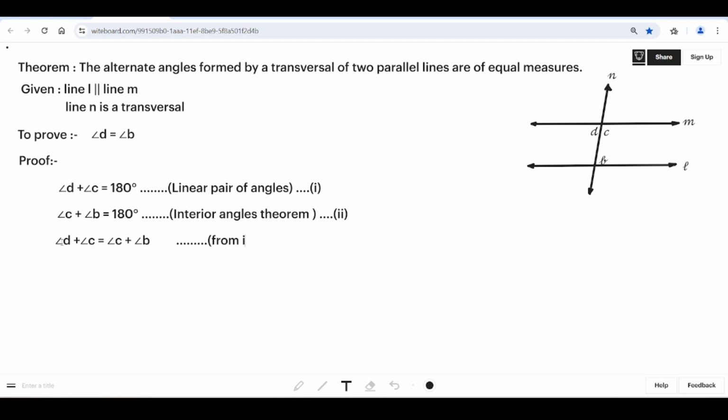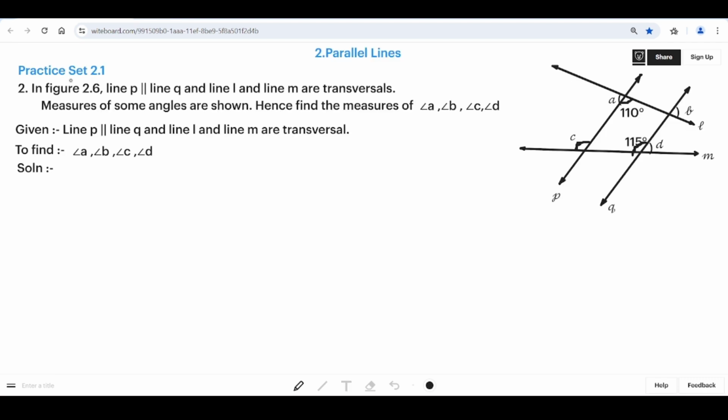This is from 1 and 2. Now you can see both these sides have common angle C. Therefore, angle D is equal to angle B. Thus proved. So our alternate angles formed by the transversal of two parallel lines are of equal measure. Let's start with the practice set 2.1.